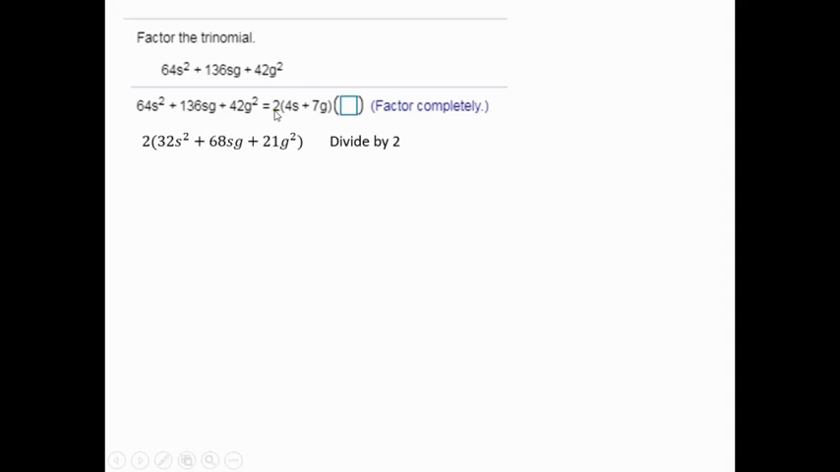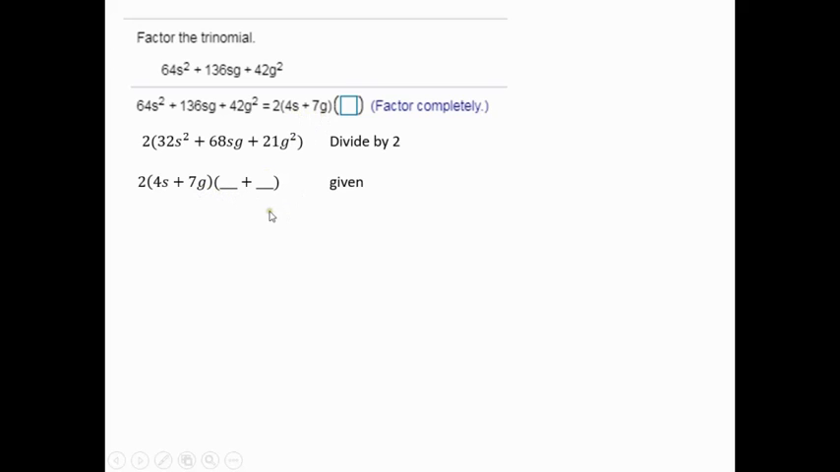Notice what is given. They've taken out a 2. So what they've done here is divide the entire polynomial by 2. So 64s squared divided by 2 is 32. 136sg divided by 2 is 68sg. 42g squared divided by 2 is 21g squared. And that's given here. It's given that they divided it by 2. So what else is given is this 4s plus 7g part.